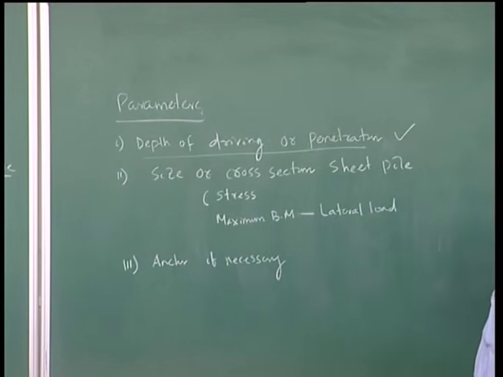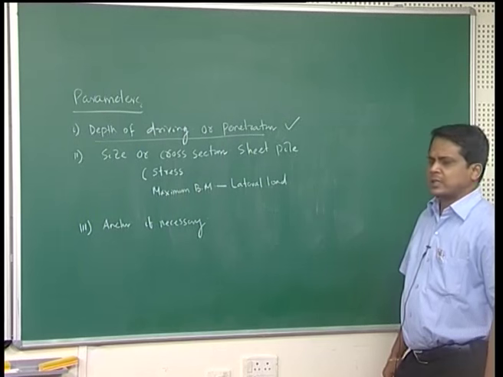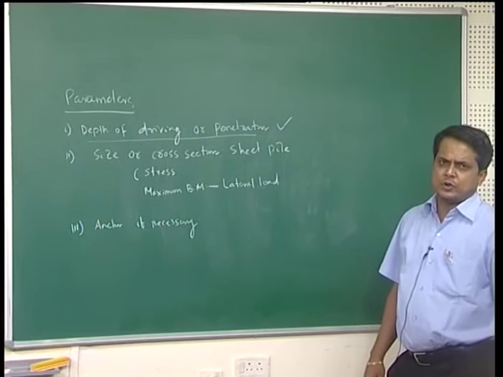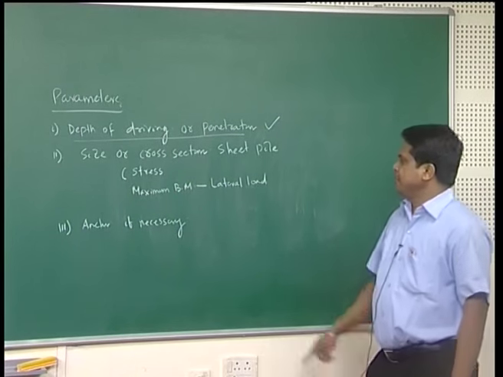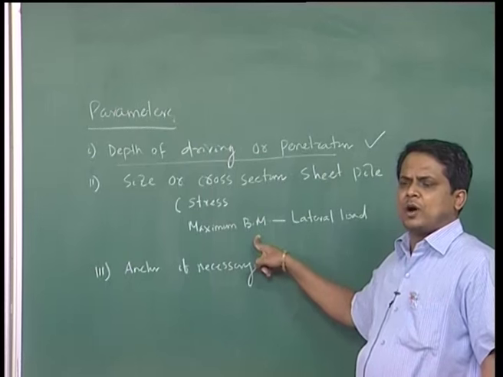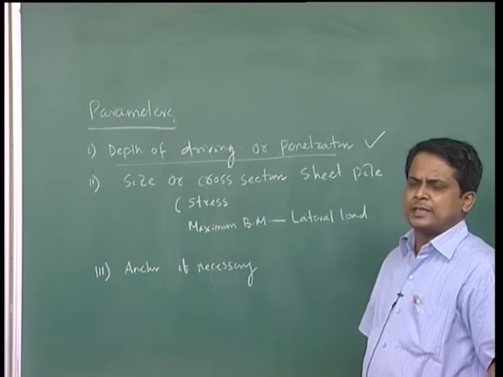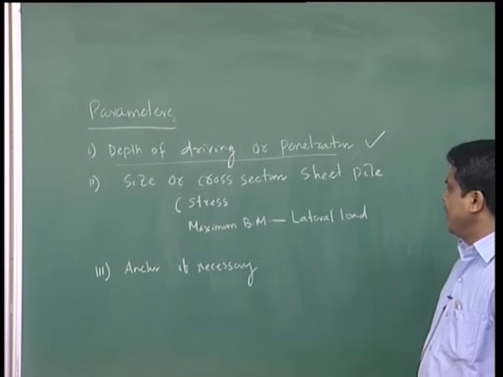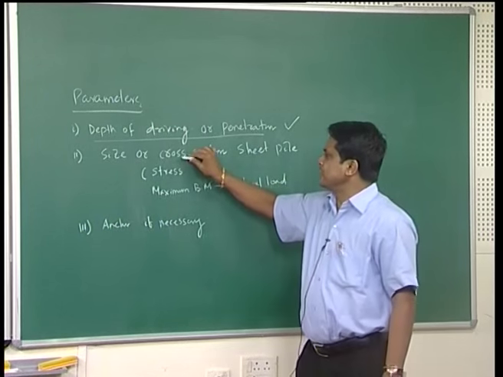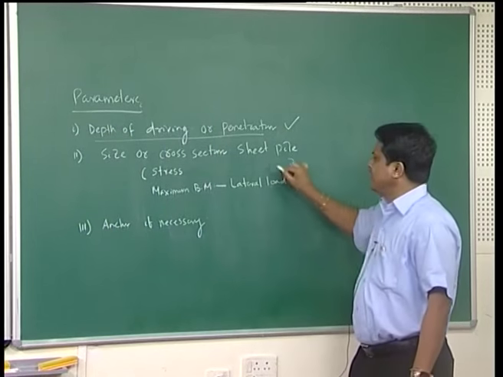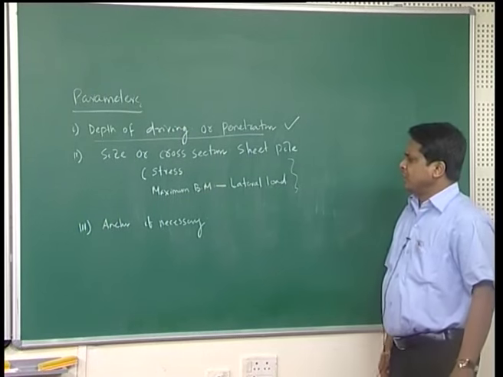Then size and cross section. Why do we need size and cross section? Because depending upon the size and cross section, what is the stress induced on this wall? How much stress is induced, and what is the maximum bending moment? Because depending upon the bending moment, you can find out whether it is within the permissible limit or not, with respect to your lateral load. So depending upon the size and cross section, you will have to find these two, stress and maximum bending moment. Then the other one is your anchor.